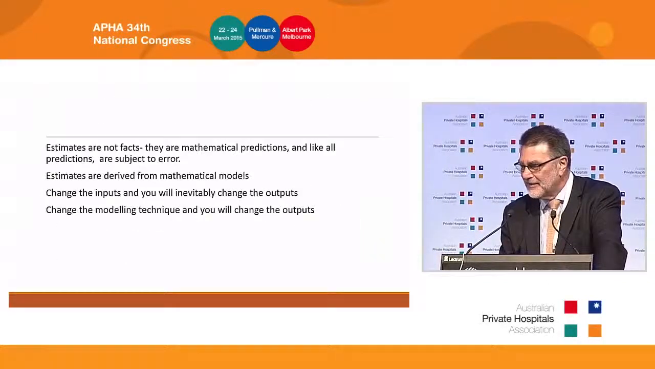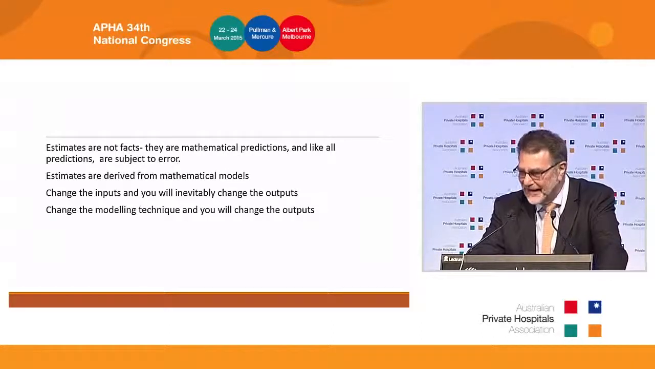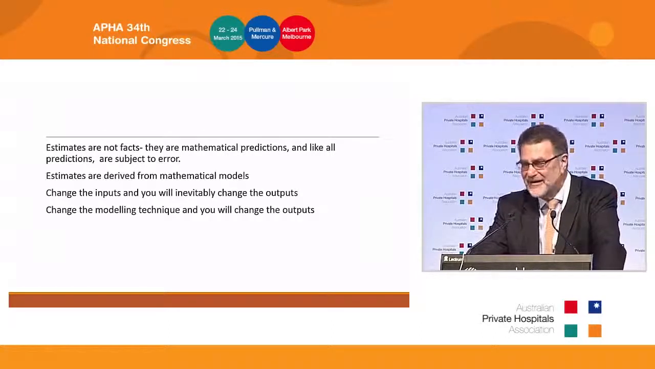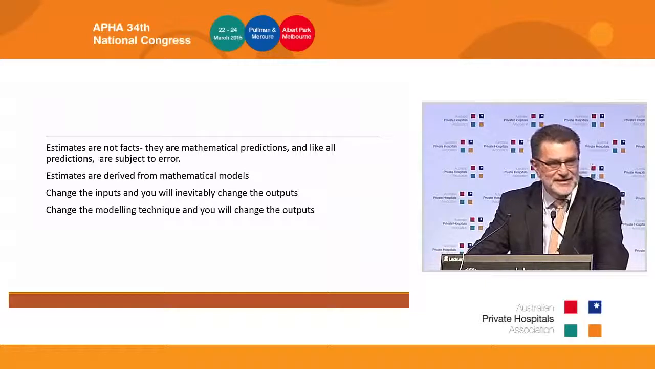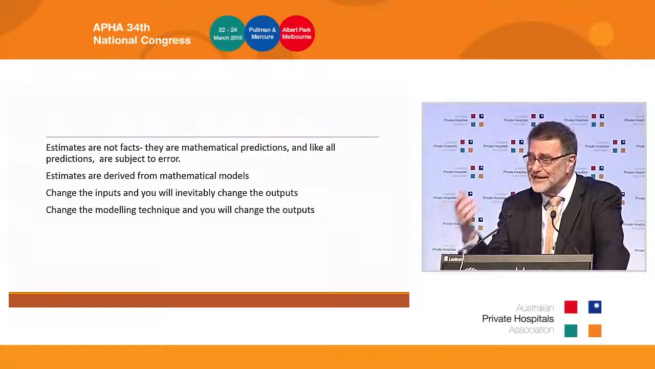Why have I gone on about that? Because estimates are not facts. They don't tell you anything factual. They are mathematical predictions, and like all predictions, are subject to error. So when you read a paper that says, you know, Hospital X kills 20 more people than you'd expect, that is inevitable in healthcare sensationalized reporting. These are mathematical estimates. People complain about that.